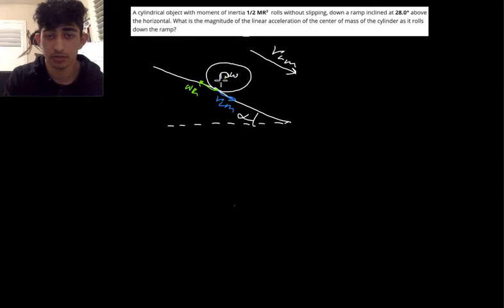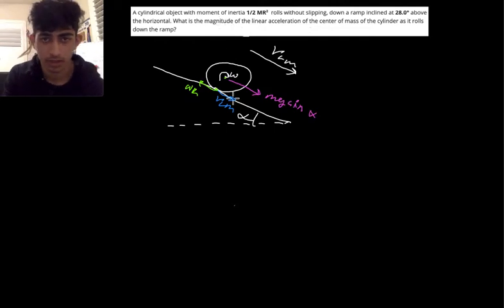We know there is a normal force and gravity this way, and those two cancel out. They don't exert a torque or a net force. That leaves you with this component of gravity along the incline, which is mg sine alpha. And as a result of this force on the center of mass, there will also be a frictional force, and we call that friction from rolling.